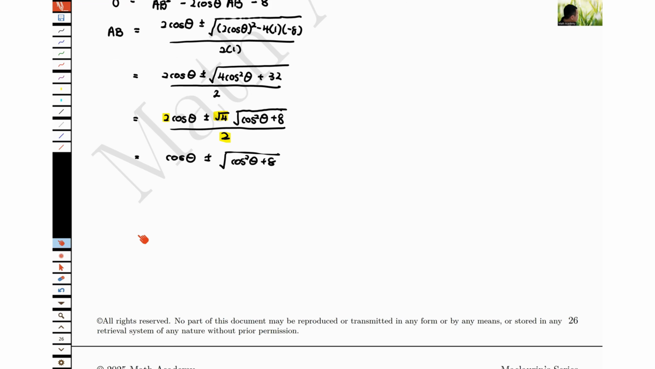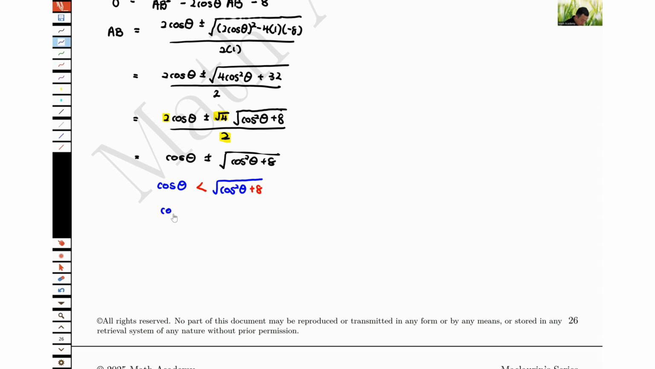You have to decide whether you want to take the positive or the negative. So how do we reject one of the numbers? Note that AB is a length. I want to choose the positive value, but how to choose the positive value? Let me just compare the two numbers. Let's say I compare the cosine theta value with the square root value. Without the plus 8, these two numbers are equal to each other. So if I further put in a plus 8 inside, it must mean that the right-hand side is a larger value. Without the plus 8, it's equal. So with the plus 8, the right-hand side is larger.